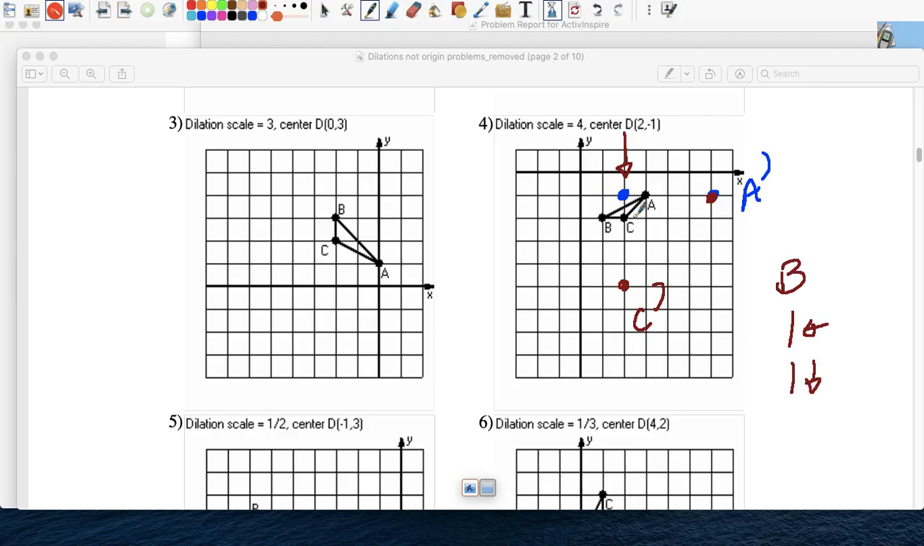But we're going to multiply each of those by 4. So I'm going to go 4 left, 1, 2, 3, 4, and then 4 down, 1, 2, 3, 4. That's going to be B prime. Join that. Notice my side BC, which was 1, is now B prime C prime, which is 1, 2, 3, 4. All the dimensions are also increased by the scale factor of 4.